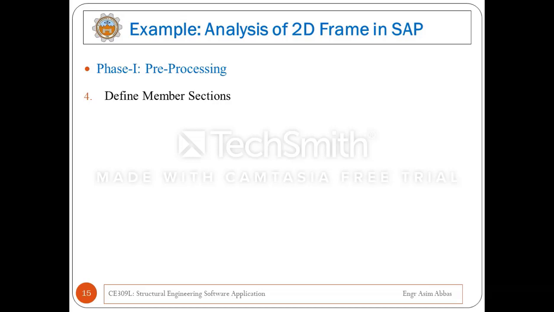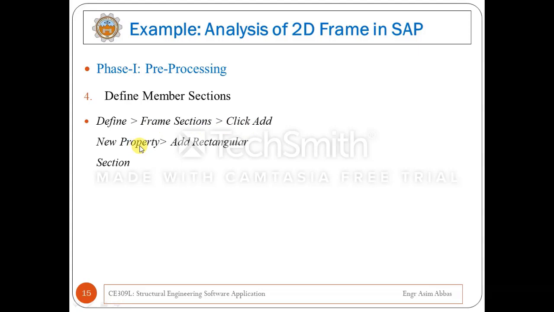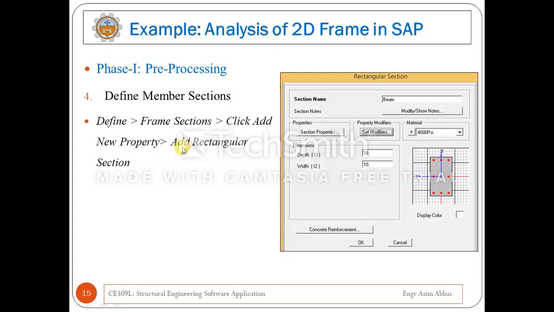For this purpose, just go to the Define menu, then click on Frame Section, then click on Add New Property, and from there click on the rectangular section. In the example, both sections are rectangular. Fine. For more detail about this step, please refer to lecture number 3.